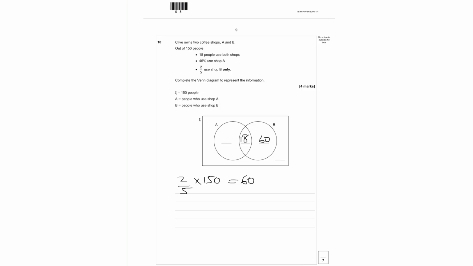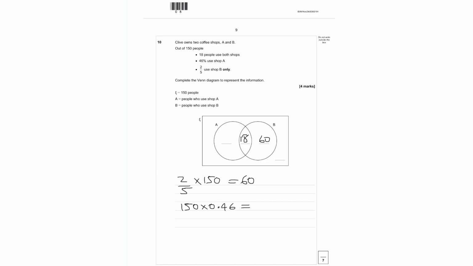And then we're told that 46% of people use shop A. So what we have to remember when it says this is that this is not people who use shop A only, this is people who use shop A only plus people who use shop A and shop B. So first, let's work out 46% of 150, and that is going to be 150 times 0.46. Well, as it's a non-calculator paper, how can we work this out?